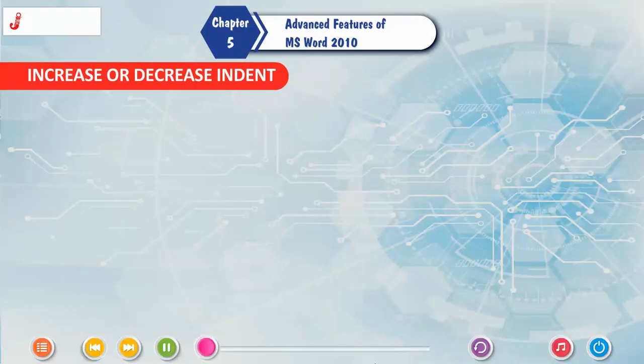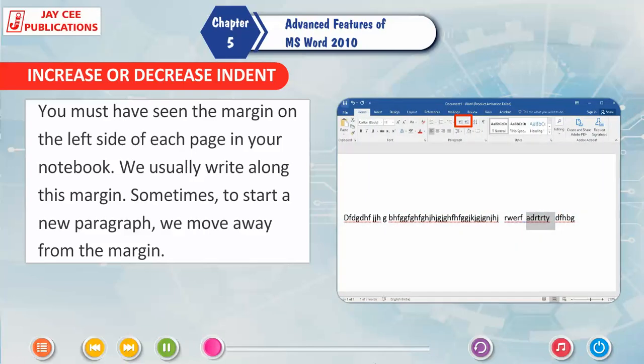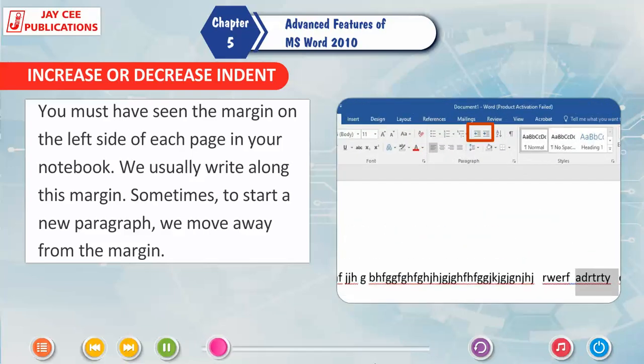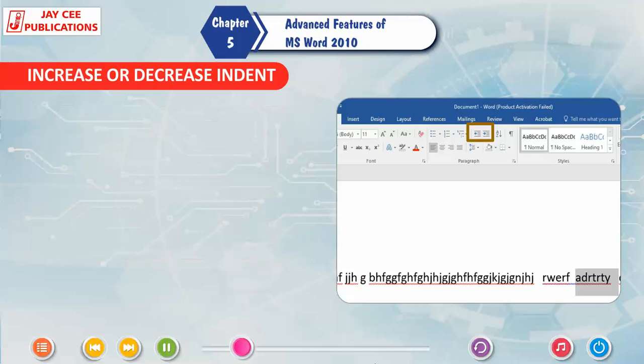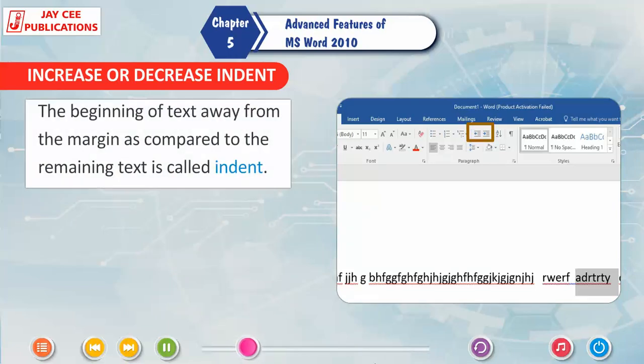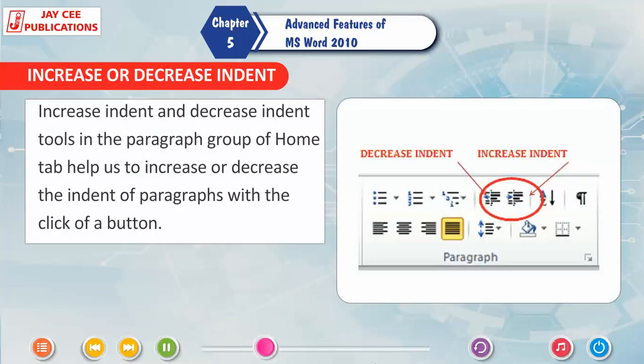Increase or decrease indent. You must have seen the margin on the left side of each page in your notebook. We usually write along this margin. Sometimes, to start a new paragraph, we move away from the margin. The beginning of text away from the margin as compared to the remaining text is called indent. Increase Indent or Decrease Indent tools in the paragraph group of the Home tab help us to increase or decrease the indent of paragraphs with the click of a button.